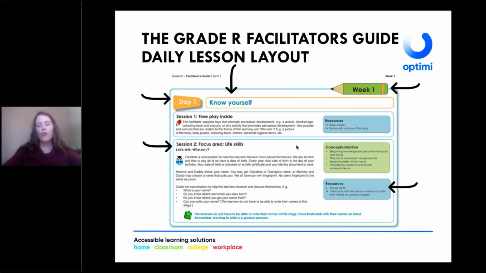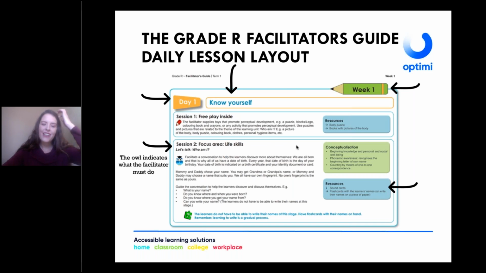And then furthermore, you will see there's a blue block that indicates the resources that you will need for that specific lesson. So that's nice when you need to organize the workspace of the learner and prepare for your lesson before you facilitate, that you ensure that you have everything you need to be able to present the lesson.